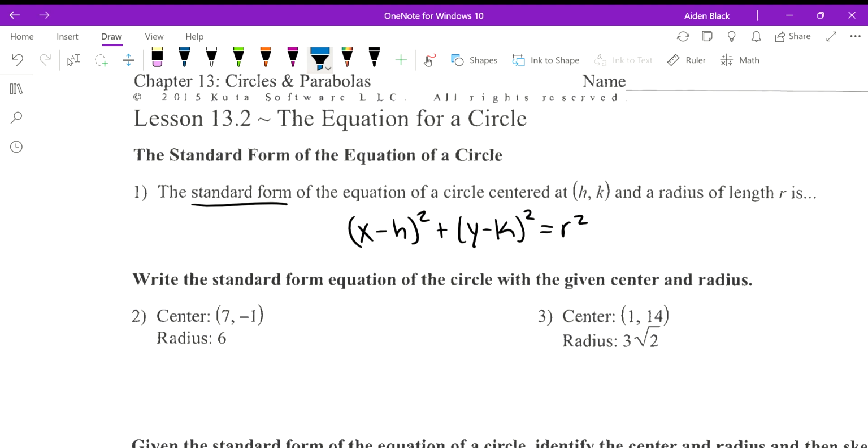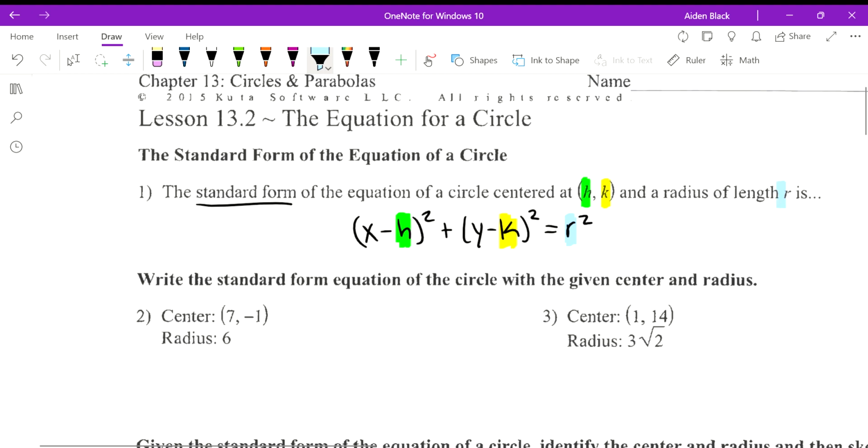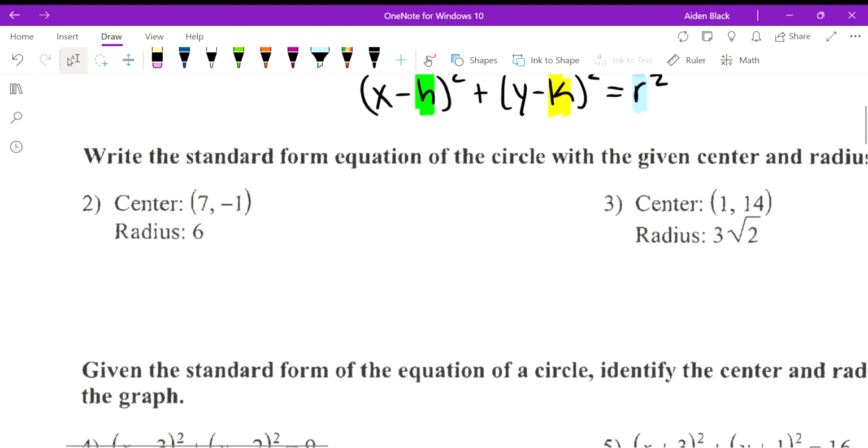So just to reiterate here, k is the y value for the center of the circle, and h is the x value for your center, while r is just the radius. Okay, so center and radius, that's all you need for standard form. Of course, if you don't have the center and radius, you need to find a way to find it. But for these first two questions, they give you the center.